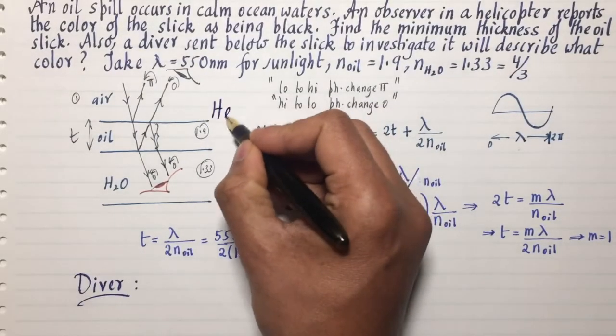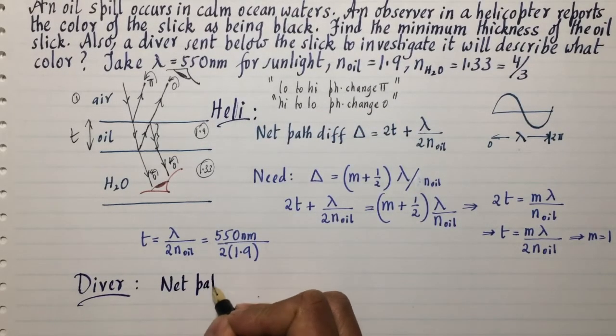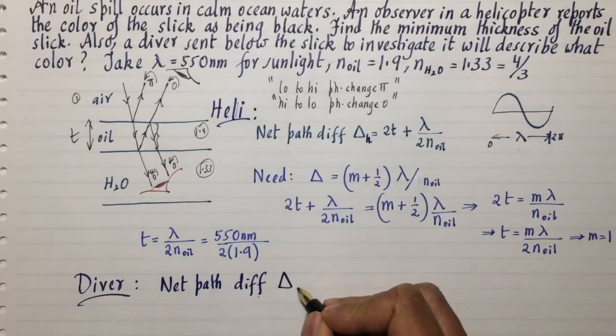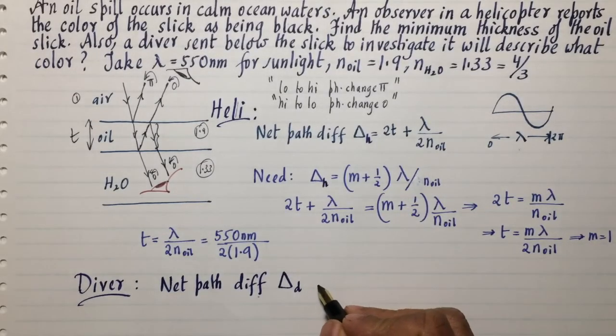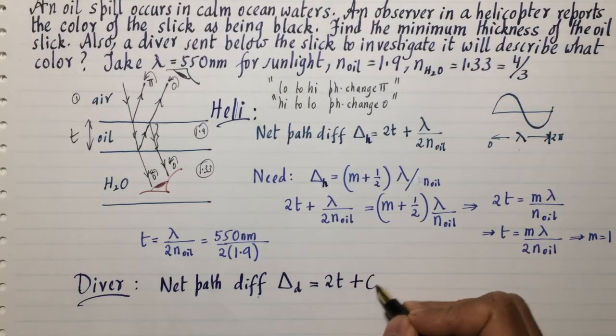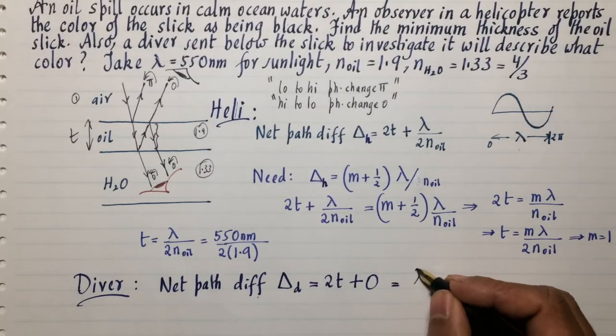That's for the helicopter. So I'll call it heli. So the net path difference here is going to be again 2t, but this time there's going to be no additional path difference coming from the phase changes. So that's just going to be 0. Now the question is, what is the diver going to see? So we already know the thickness. The thickness is going to be given by lambda over 2n oil. So this is going to be equal to lambda over n oil.